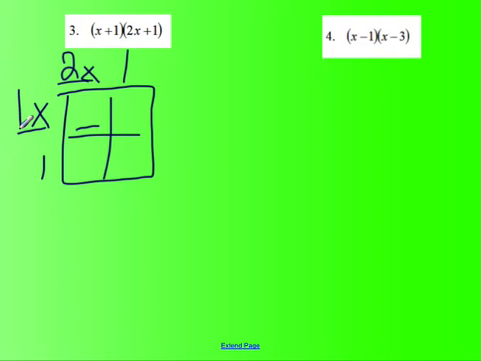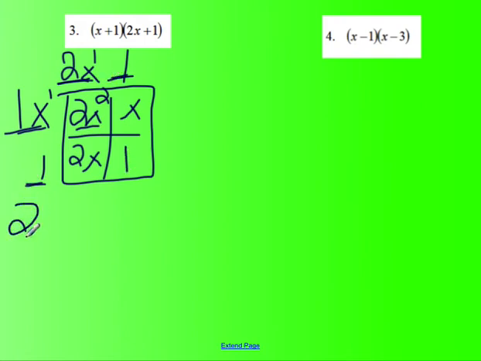Well, you can look at this as 1x. Remember, when you're multiplying monomials, you multiply the coefficients and add the exponents. 1 times 2 is 2. X to the first times x to the first is going to give you x squared. 1x times 1 is just going to give you x. 1 times 2x gives you 2x. And last but not least, 1 times 1 is going to give you 1.